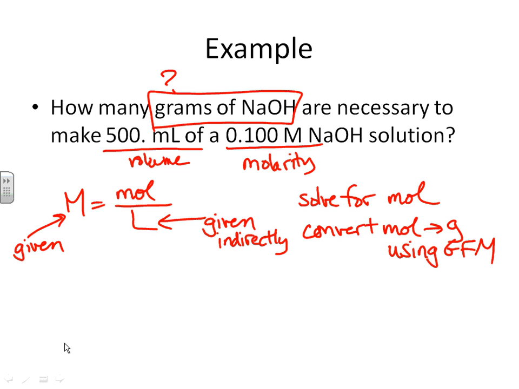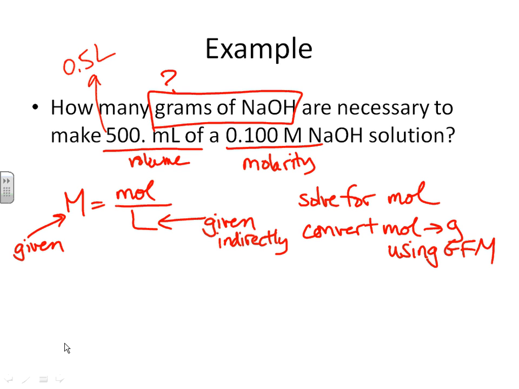So this is our roadmap. We're going to take the molarity formula. We were given molarity. We were indirectly given volume. We need to convert a little bit to get liters. We're going to get moles of NaOH from the molarity formula. Then once we have moles, we're going to convert moles to grams using the gram formula mass and answer the question. So the 500 milliliters, I'm just going to go straight and say that this is 0.5 liters.